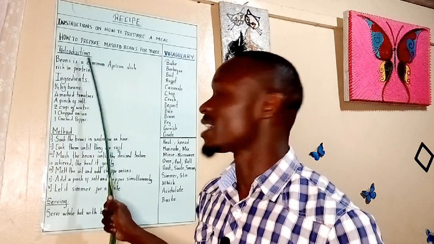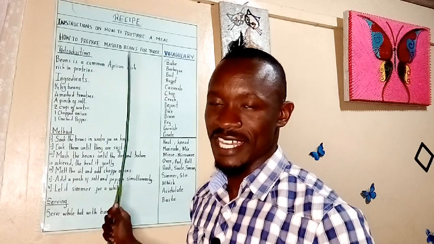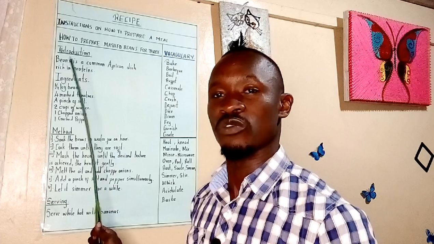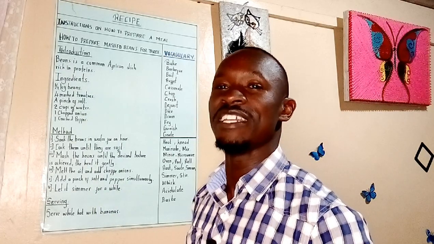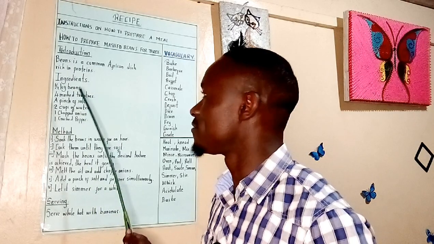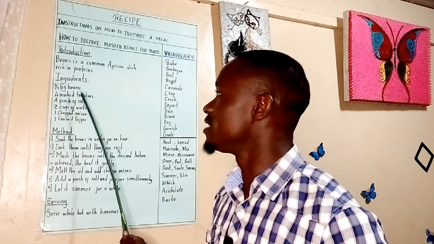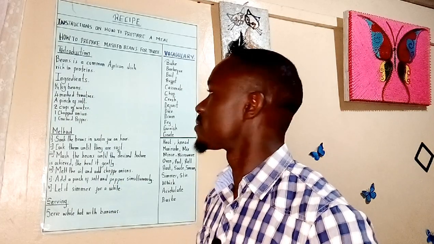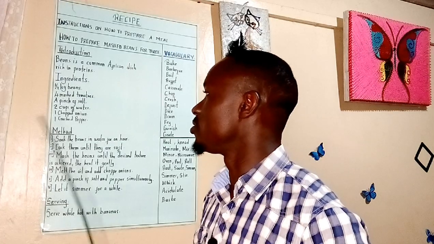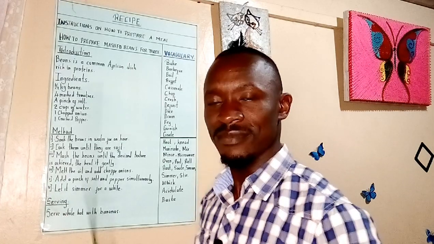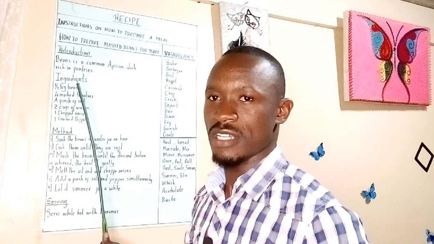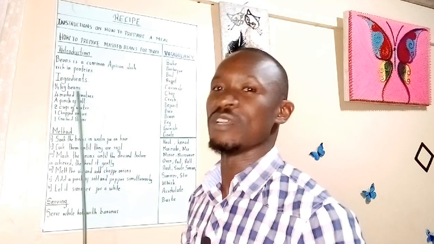Now we have an introduction that talks about the meal, and here we say that beans is a common African dish rich in proteins. And then we have the ingredients. Ingredients, we have a quarter kg beans, 4 mashed potatoes, a pinch of salt, 2 cups of water, 1 chopped onion, and a crushed pepper. Now, the quantities have to be mentioned in order to quantify how the meal will be made.